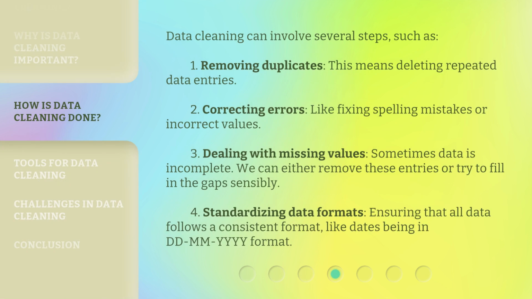Data cleaning can involve several steps, such as: 1. Removing duplicates. This means deleting repeated data entries. 2. Correcting errors, like fixing spelling mistakes or incorrect values. 3. Dealing with missing values. Sometimes data is incomplete. We can either remove these entries or try to fill in the gaps sensibly. 4. Standardizing data formats. Ensuring that all data follows a consistent format, like dates being in DD/MM/YYYY format.